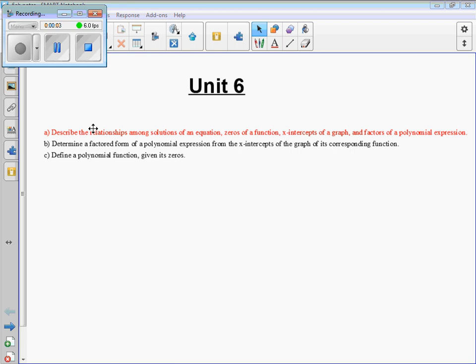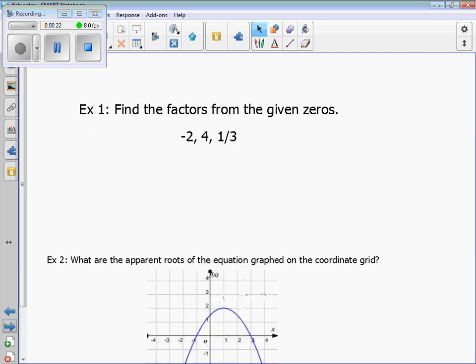Today we're going to be starting Unit 6. 6a is describe the relationships among the solutions of an equation, zeros of a function, x-intercepts of a graph, and factors of the polynomial expression. We're also going to be talking about 6b today, so get ready for that. So this is 6a.